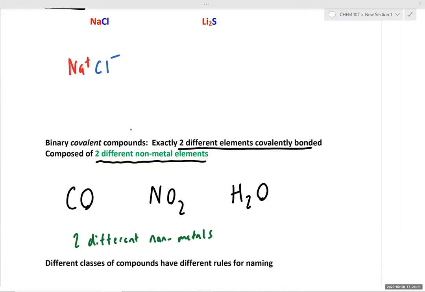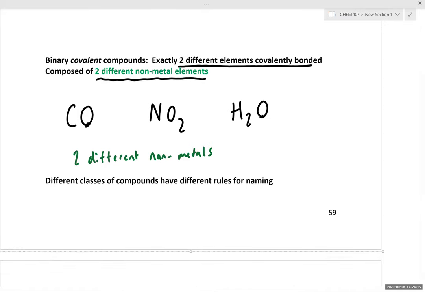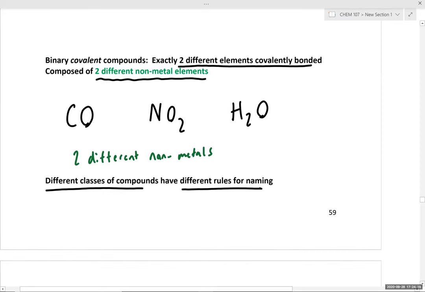Now you may say, why do I care about this? What's the purpose? Well, different classes of compounds have different rules for naming. And if you can't classify a compound, you're going to have trouble naming it accurately.